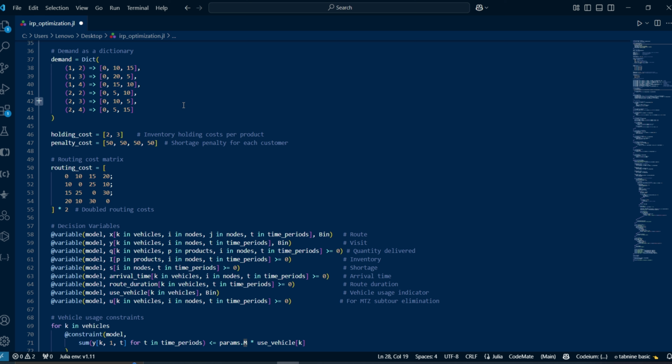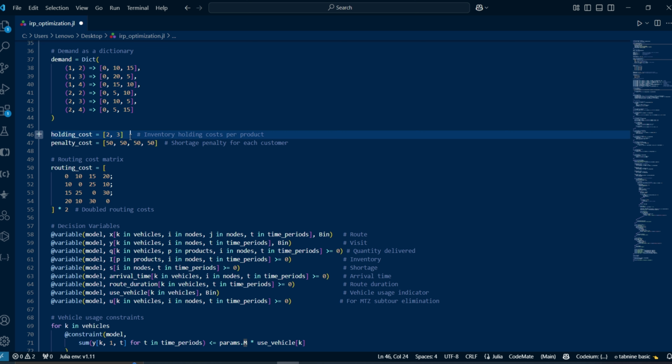Here we will define the demand data, cost parameters, and decision variables for our optimization problem. We begin with the demand. You can see here it's organized in a dictionary format. Each key represents a pair of product and customer node, while the associated value is a list of demand values across 3 time periods. For instance, (1, 2) specifies the demand for product 1 at customer node 2, which is 0, 10, 15 over the 3 periods. This structure helps us capture the dynamic nature of demand across different locations and times.